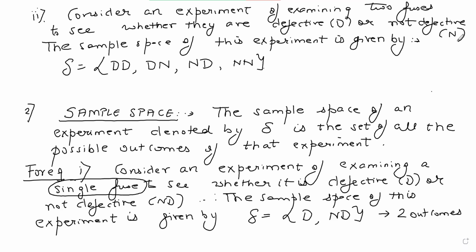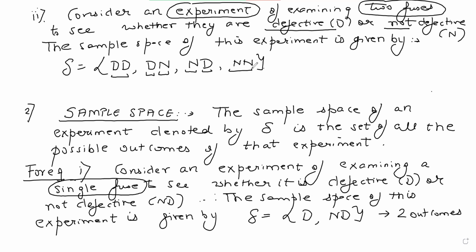We are now looking at an experiment where instead of one fuse, I am now looking at 2 fuses. And we want to check whether they are defective or not defective. D denotes defective, N denotes not defective. The sample space is given by, one possibility is both the fuses are defective. Another possibility is the first one is defective, second one is not defective. Another possibility is first one is not defective, second one is defective. And the last possibility is that both the fuses are not defective. How many outcomes? In total, 4 outcomes.